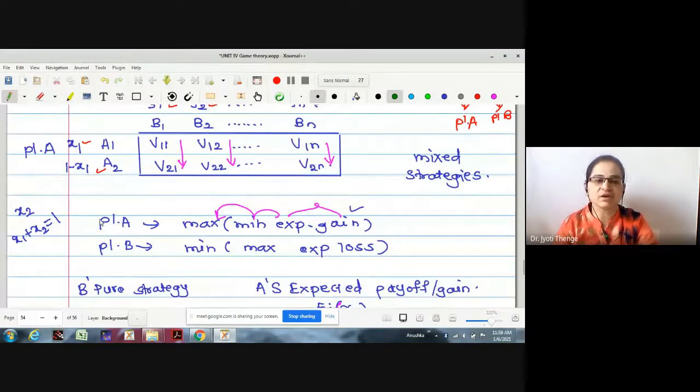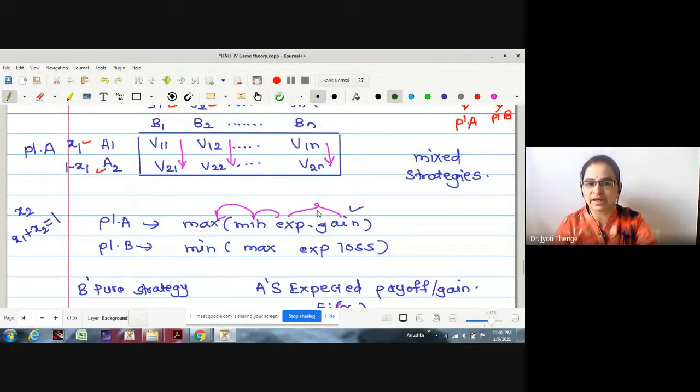The obvious thing we were going to do again in this case: instead of gain, we were going for expected gain and expected loss. No doubt, player A wants to maximize his minimum expected gain, and player B wants to minimize his maximum expected losses. The first job is to find the expected gain of player A, then find its minimum and then go for the maximum.